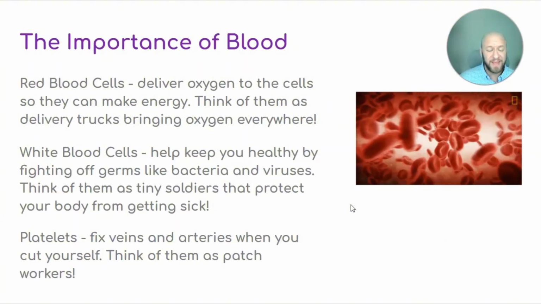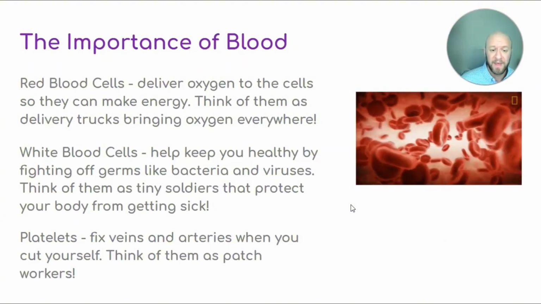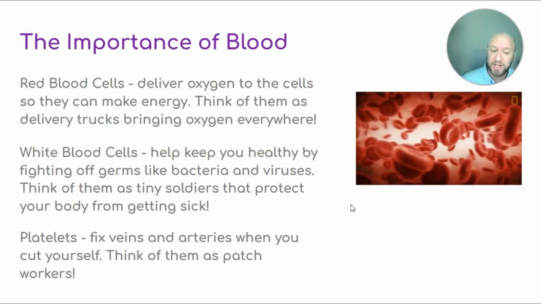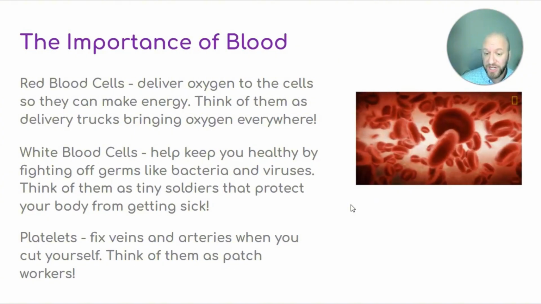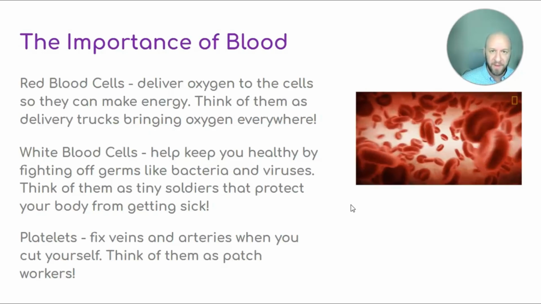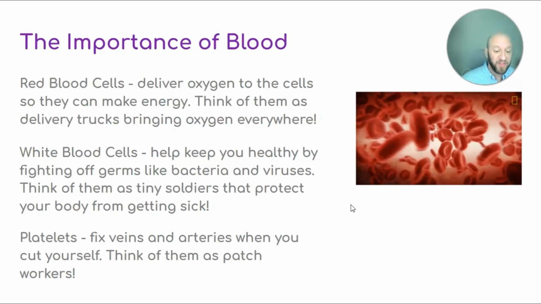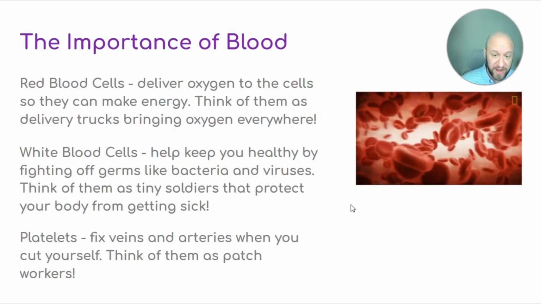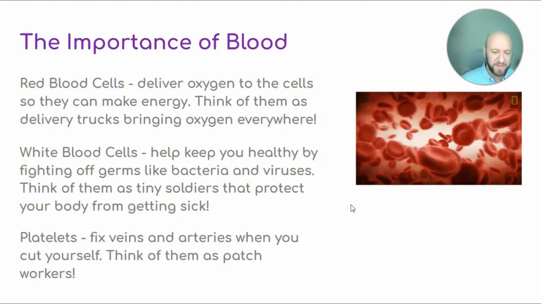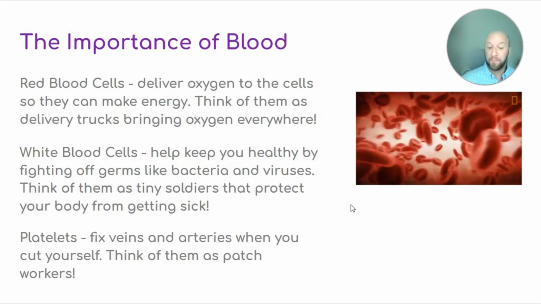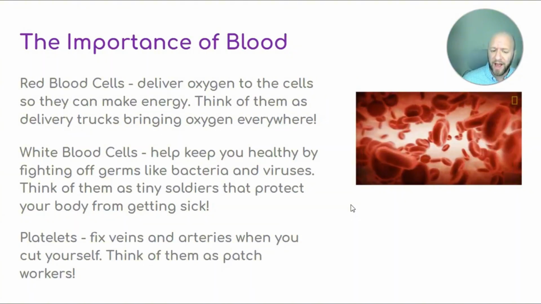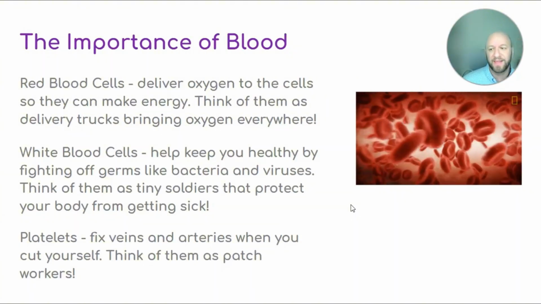Blood, as you can probably tell, is pretty important in this system, and it has different parts as well. Red blood cells deliver oxygen to the cells so that they can make energy, and think of them like delivery trucks that bring oxygen everywhere. White blood cells help keep you healthy by fighting off germs like bacteria and viruses. Think of these like tiny soldiers that protect your body from getting sick. Finally, we have platelets, and these fix veins and arteries when you cut yourself, so think of them like little patchworkers.